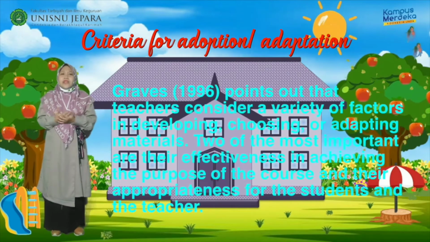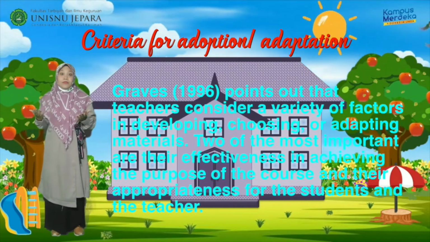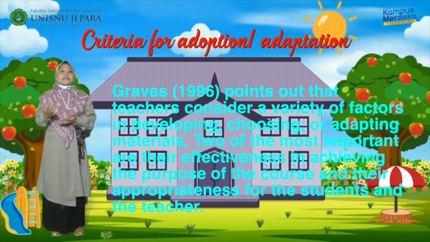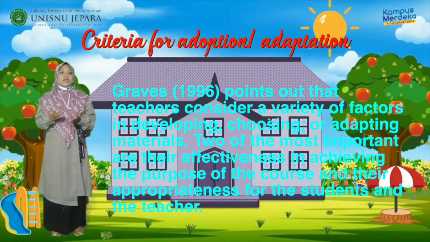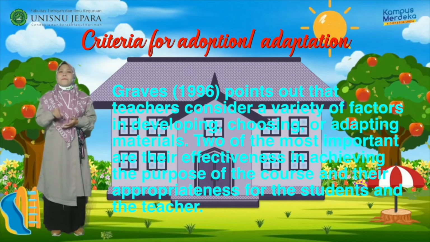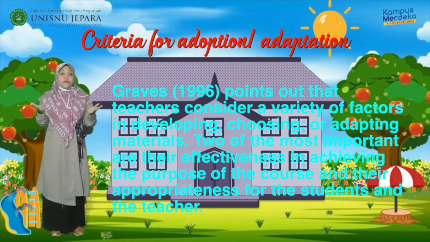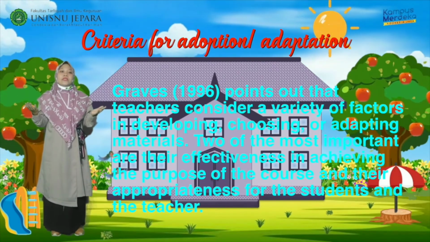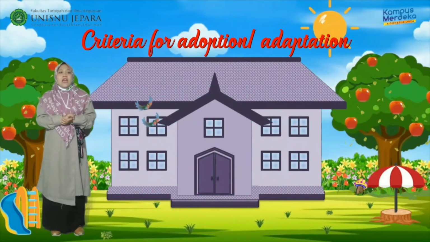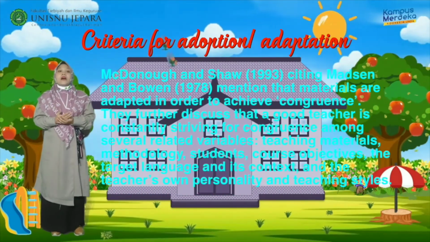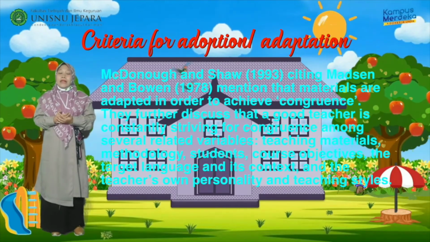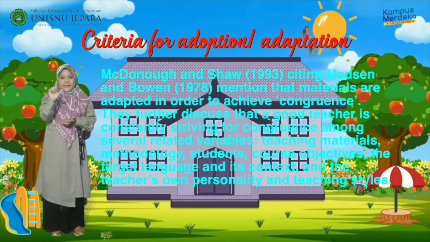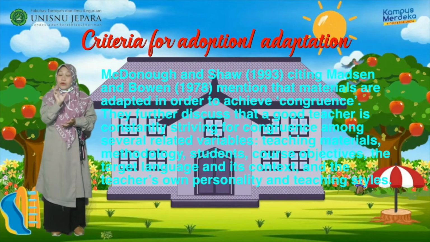And so, what are the criteria for adoption or adaptation? Graves points out that teachers consider a variety of factors in developing, choosing, or adapting materials. Two of the most important are their effectiveness in achieving the purpose of the course and their appropriateness for the students and the teacher. McDonough and Shaw mention that materials are adapted in order to achieve congruence. So the point is about congruence.